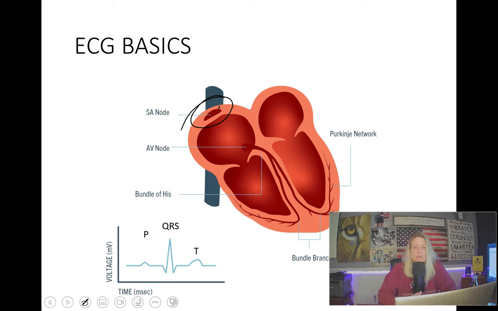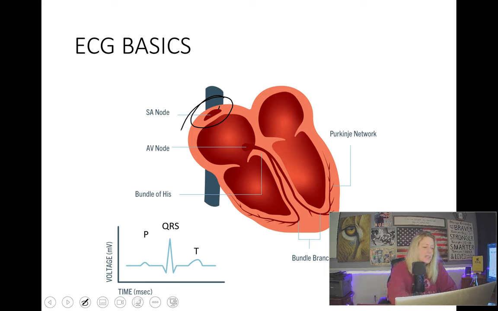So that's what a pacemaker is. A pacemaker sets the pace. And the SA node sets the pace for the heart. None of the other cells are allowed to fire any faster than the SA node. So the SA node sets the pace.